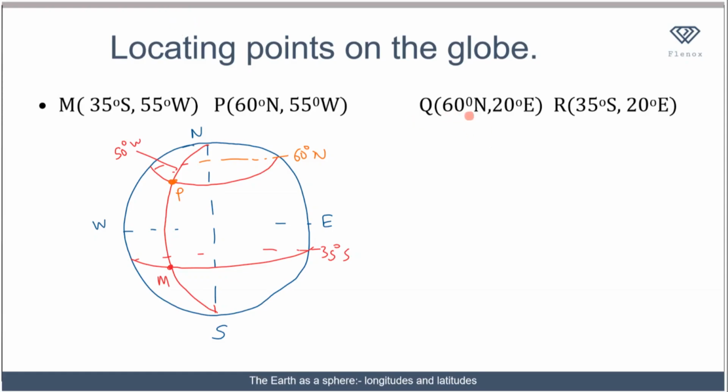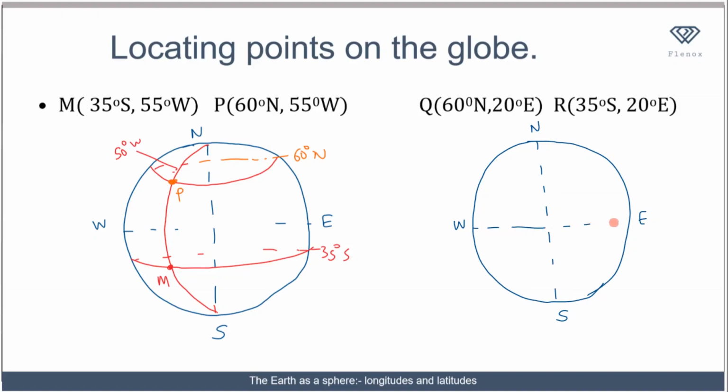We are told to locate points Q and R. So the first thing you want to do is sketch out the globe. Now when you do that, you label your coordinates north, south, west and east. Sketch it down like this. So now I'm told that the first point is 60 degrees north. So 60 degrees north is going to lie above here. So I have my 60 degrees north over here.